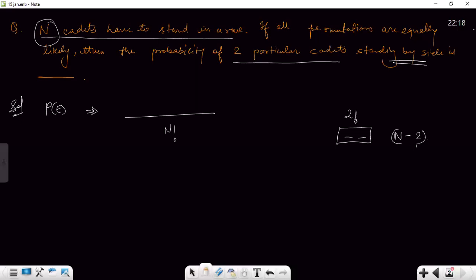N minus 2 cadets and one box are to be arranged. So n minus 2 plus 1 are the total elements which have to be arranged, and 2 factorial is the number of cases for the box. The box can be arranged in 2 factorial ways because there are 2 cadets inside it. Is this point clear till now?